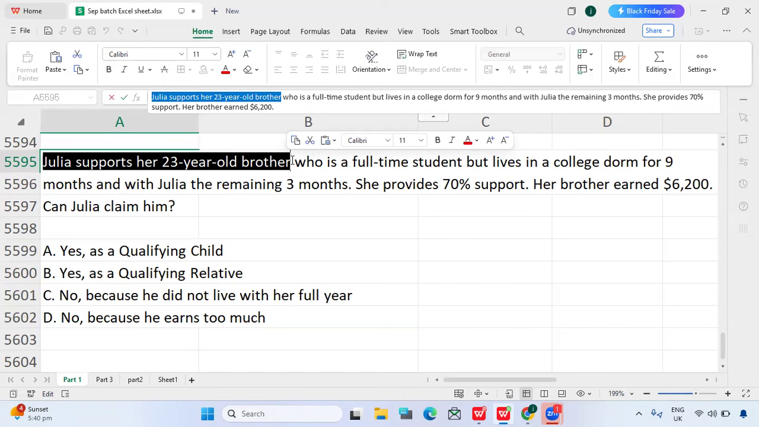Right? In qualifying relative cases, he is a full-time student, so here is the important part again. He lives in a college dorm for 9 months and with Julia the remaining 3 months. She provides 70% of support. Her brother earned $6,200. Can Julia claim him? Okay, now tell me the answer. I think option B, because he is earning more than $5,050. So you mean to say we cannot consider the person as a dependent, right? Yes. How many of you are saying option D?